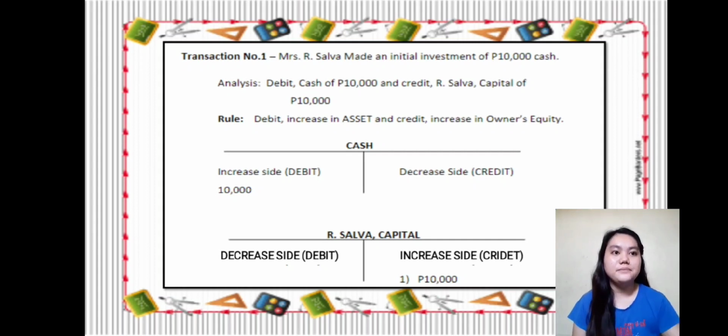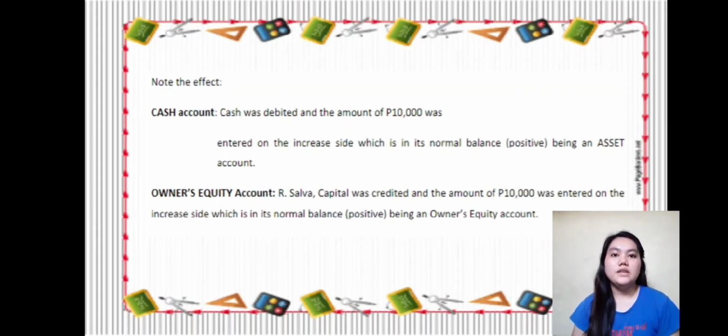Note the effect wherein the cash account was debited and the amount of 10,000 was entered on the increase side, which is its normal balance of being an asset account. The owner's equity account, Mrs. Salva capital, was credited and the amount of 10,000 was entered on the increase side, which is its normal balance being an owner's equity account. So since she put money in, it is placed on the credit and increases because it is an investment.